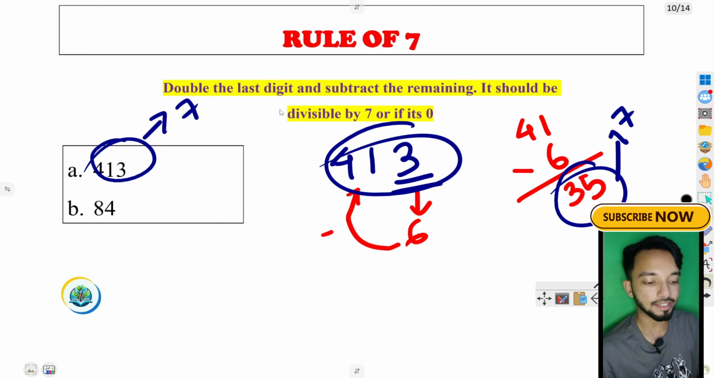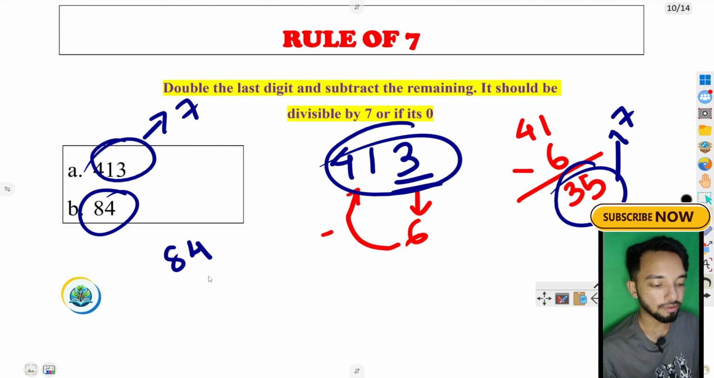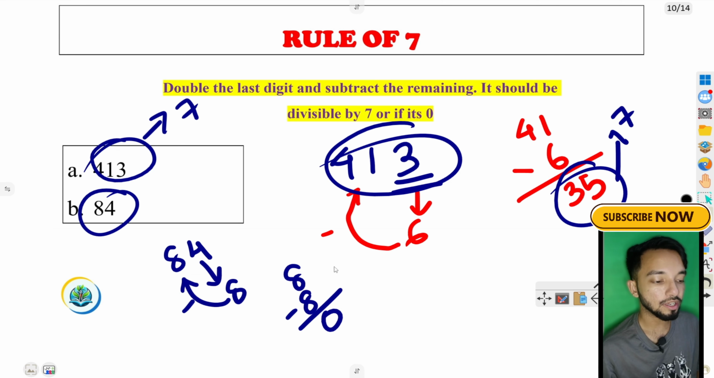Is this clear? Let's check for 84 now. We have the number 84. We will double the 4 to get 8. Now we will subtract it from the remaining number, that is 8 minus 8. We will get 0, which is the reason why 84 is divisible by 7.